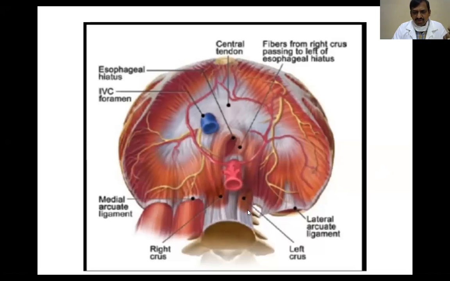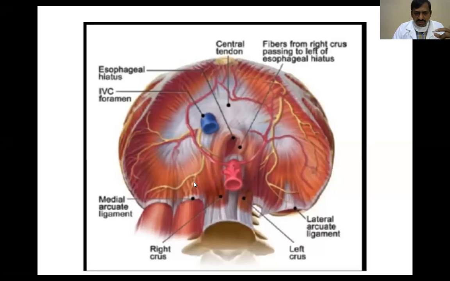The left crus of the diaphragm takes origin from only the upper 2 lumbar vertebrae, that is L1 and L2. So these origins we call the crus. The right crus and left crus together join and form the arch, the tendinous arch. Below this tendinous arch, there is one opening, that is nothing but the aortic opening. Okay, that is the origin.